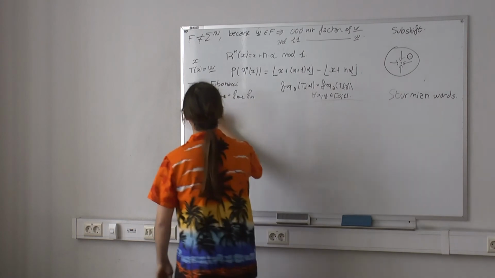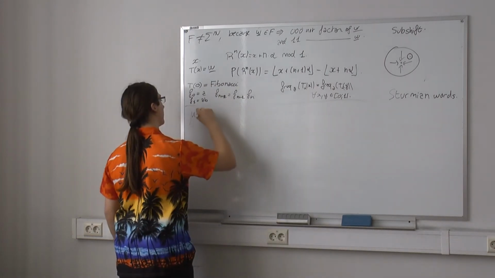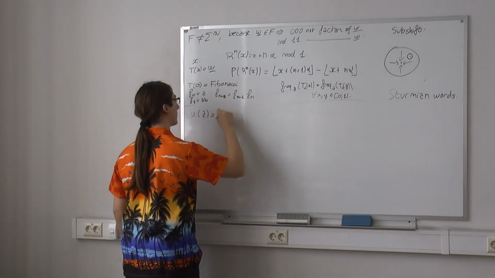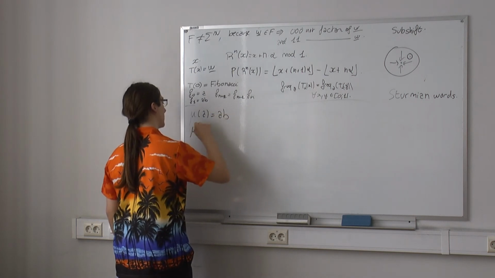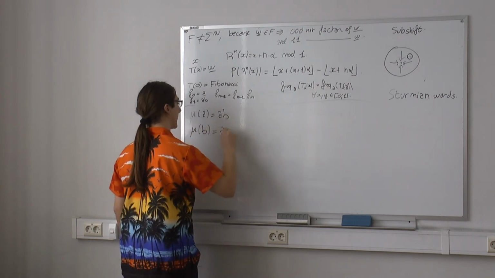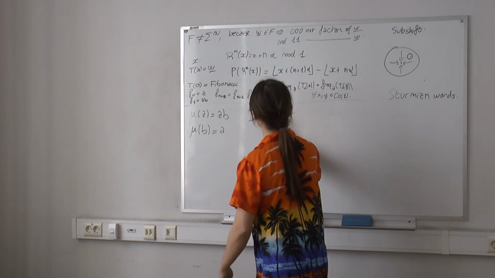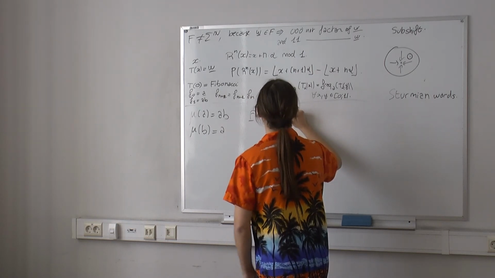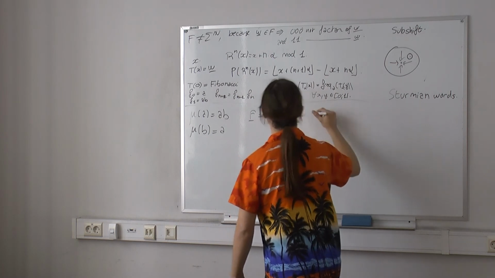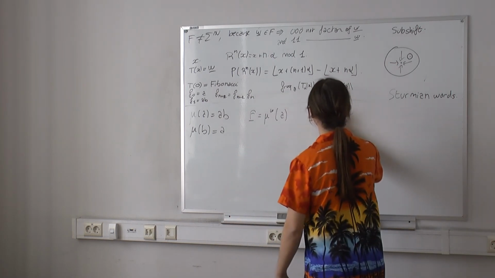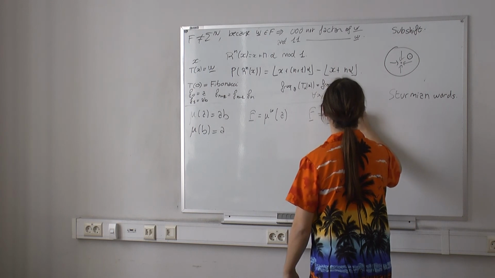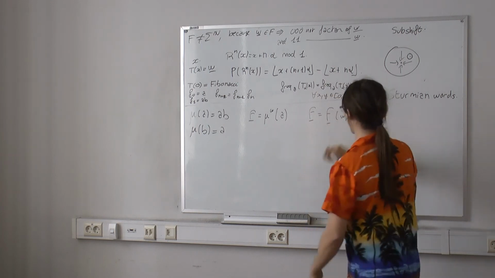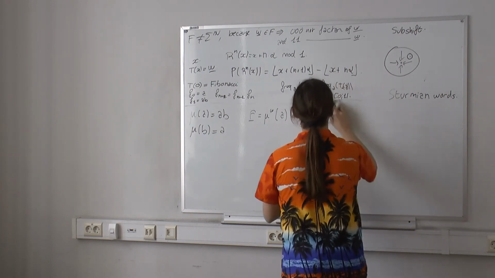So you remember from last time I gave you a morphism. And I told you that the Fibonacci word is the fixed point of that morphism, which means in particular that f is equal to mu of f.